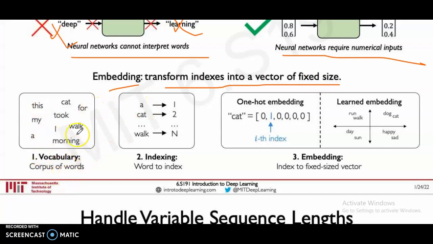Vocabulary is the corpus of words: I, my, a, cat, took, morning, walk. This is indexing. Word index: a is 1, cat is 2, walk is 3. Here, embedding turns an index into a fixed-size vector.